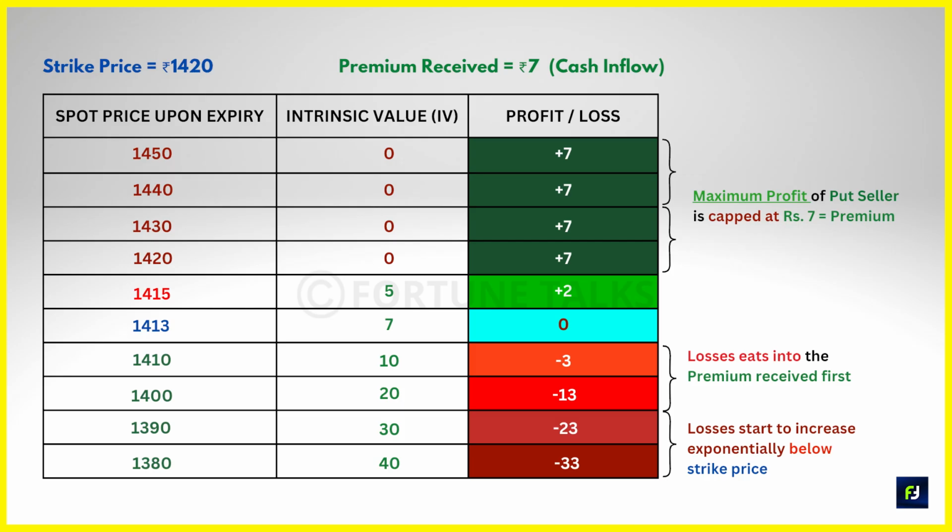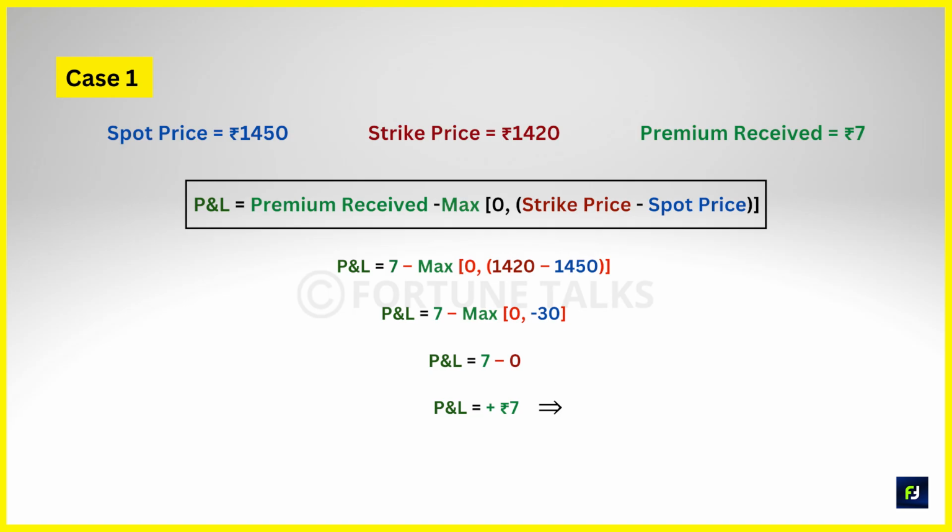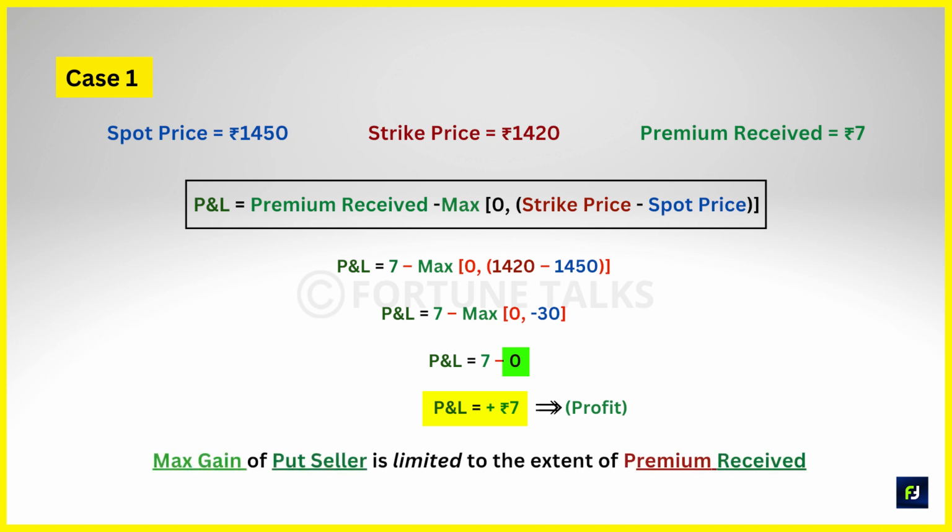We will understand these using some quick examples. For this, we will assume 3 potential spot prices where Airtel stock could end up on expiry. Let these prices be 1450, 1380 and 1415. Now putting the first value into the equation, the result comes out to be a profit of 7 rupees. Since spot price is higher than the strike price, the intrinsic value term becomes 0 and the seller gets to retain the premium amount of 7 rupees. This also means the overall profit is restricted to the extent of premium received.